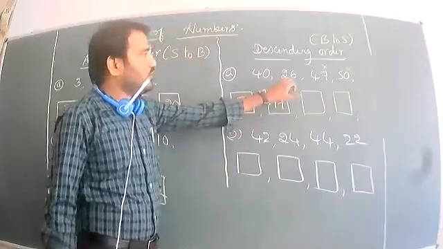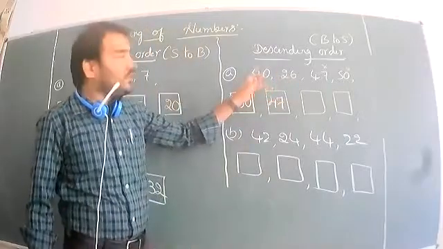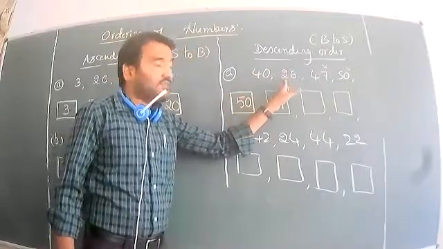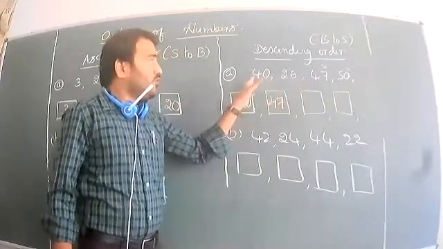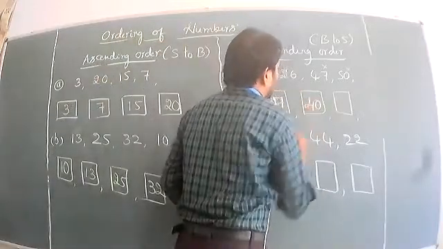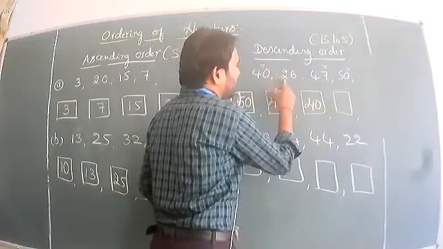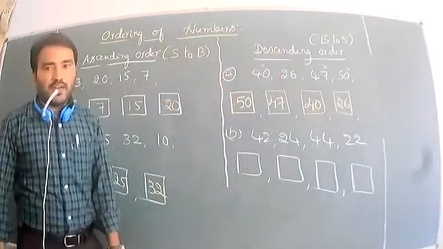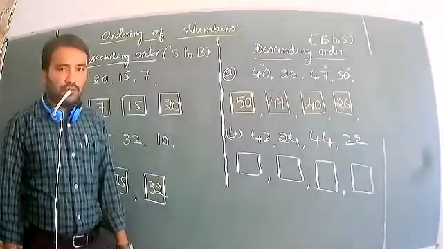The remaining two numbers, 26 and 40. Which one is greater? 40, because the first digit is 4. Here the first digit is 2. Okay, first digit 4 is greater. Okay, 40. Next, this is also cancelled. So the remaining last number is 26. We should write it. This is the way of finding big to small.